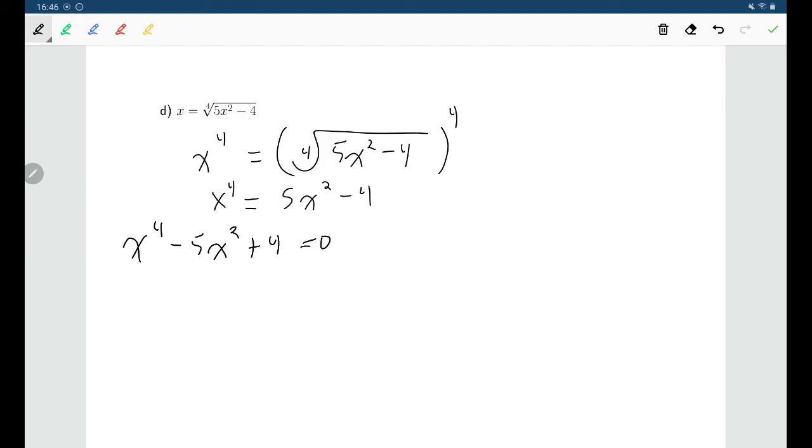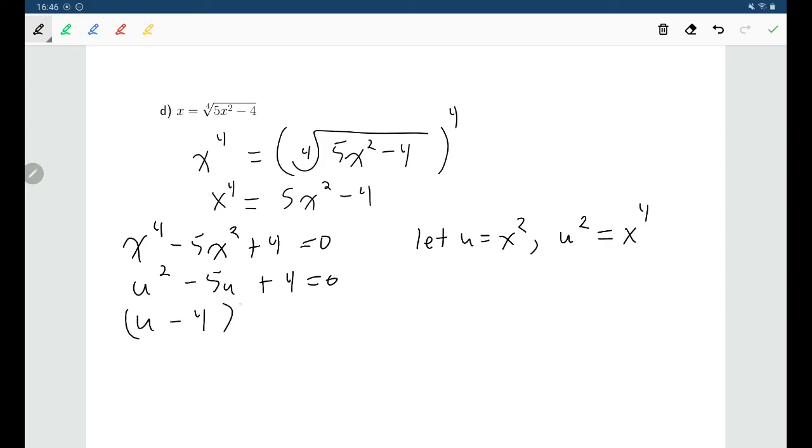Now, as far as the solving goes, if we were to bring all of our terms to one side, you could see that this is something where it's quadratic in form. You have x squared and x to the 4, which is the same thing as x squared that's been squared. So if we were to let u be x squared, then that means u squared would be x squared squared, or x to the power of 4. So we would have u squared minus 5u plus 4 is equal to 0. And that means we would have (u minus 4)(u minus 1) is equal to 0. So u is equal to 4, or u is equal to 1. And that means that x squared is equal to 4, or x squared is equal to 1.